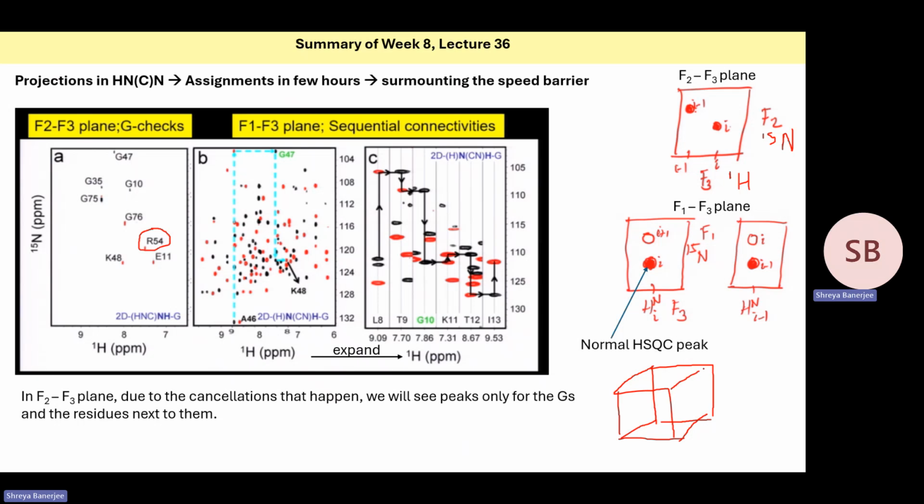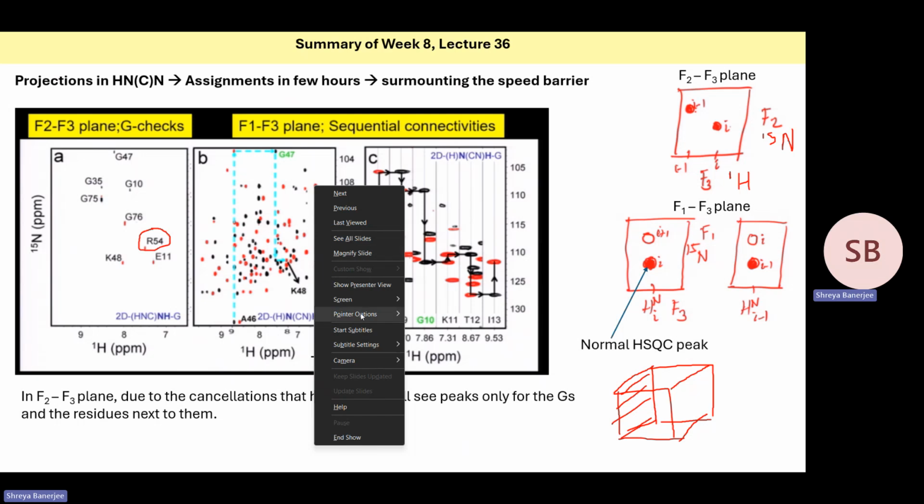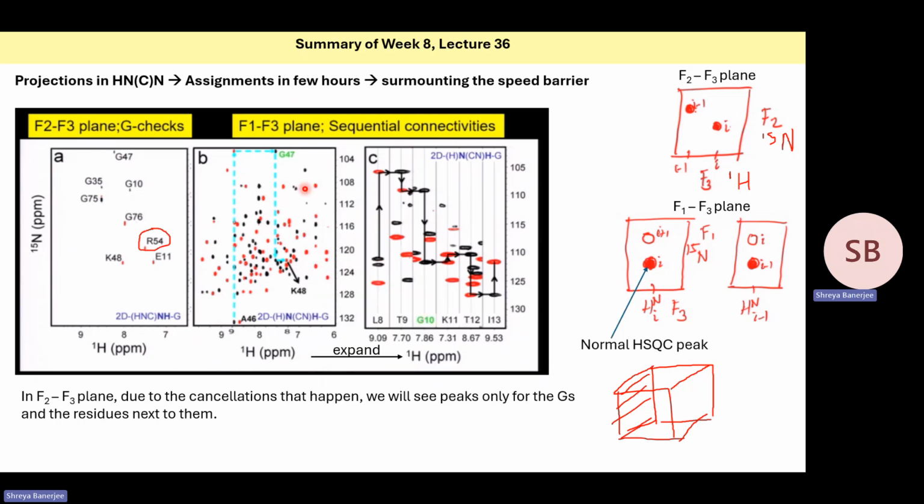So if this is your 3D spectra, suppose you're taking projection along one plane, that will give you a 2D spectra. So like that, you can see the F2, F3 plane is a two-dimensional spectra. F1, F3 plane is a two-dimensional spectra. So depending on what you need, two-dimensional spectra might be enough to solve the sequence. So the assignment can be done very fast in the HNCN experiment in just a few hours.